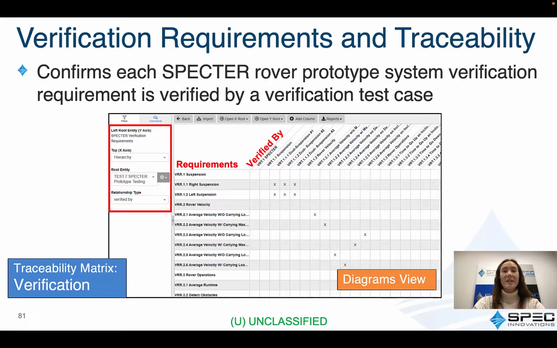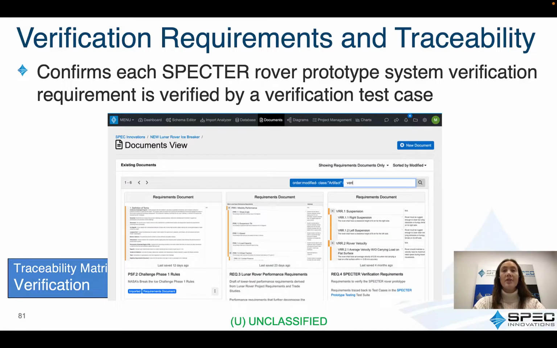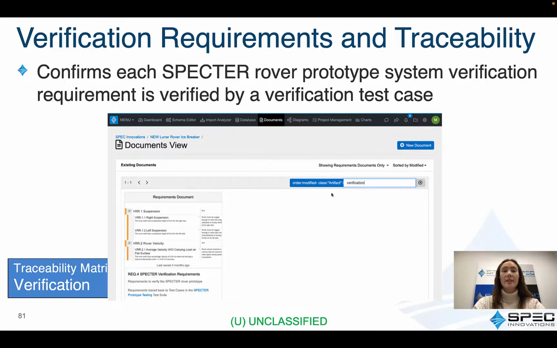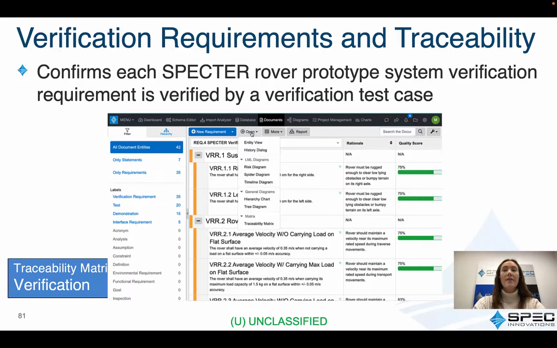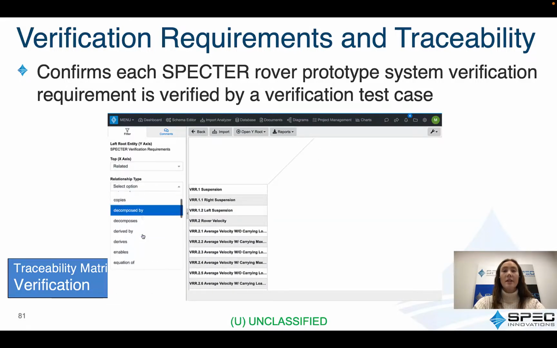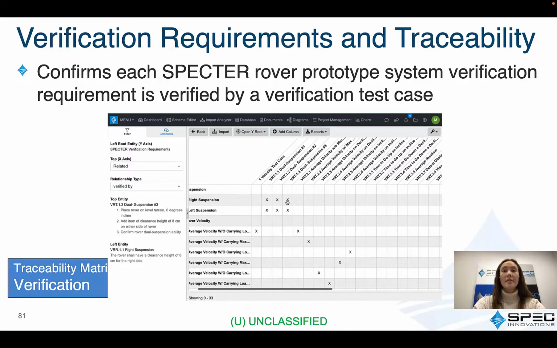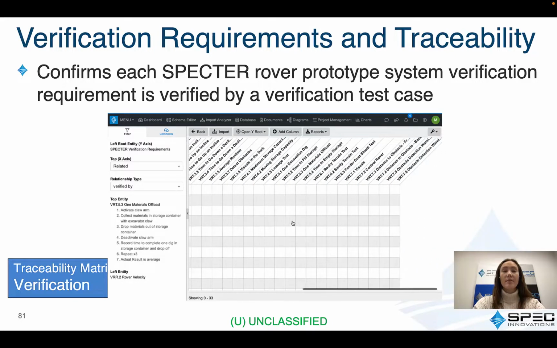After creating the verification test cases and relating them back to their verification requirements, a traceability matrix was opened to confirm each Spectre Rover verification requirement was verified by a verification test case. In Innoslate, this was done by navigating to the verification requirements document and opening a traceability matrix. In the traceability matrix, the related option was selected from the X-axis drop-down menu and the verified by relationship chosen as the relationship type. This process automatically checked each requirement for a verified by relationship to a test case. By scanning across the X's in the rows of the traceability matrix, it was confirmed that each requirement is verified by a test case.